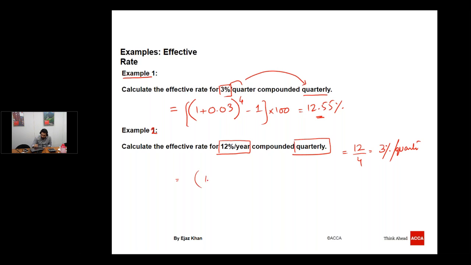So we'll need to put 0.03 in place of R rather than 12%. And the power will be 4, as the interest is charged on a quarterly basis, 4 times a year, and then multiply with 100, we'll get the same answer as 12.55%.